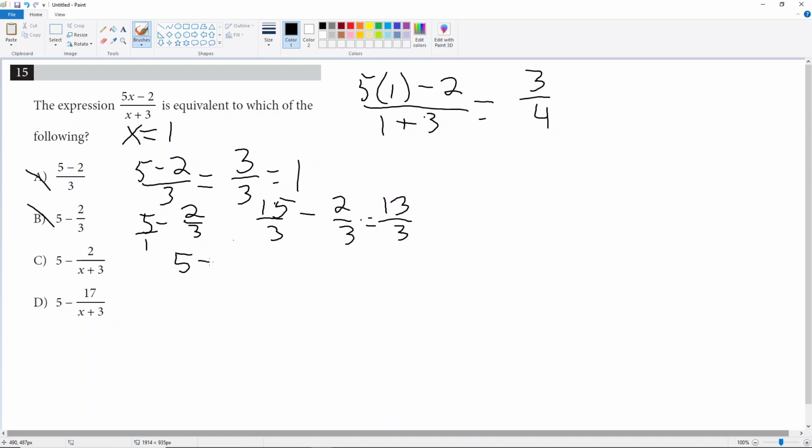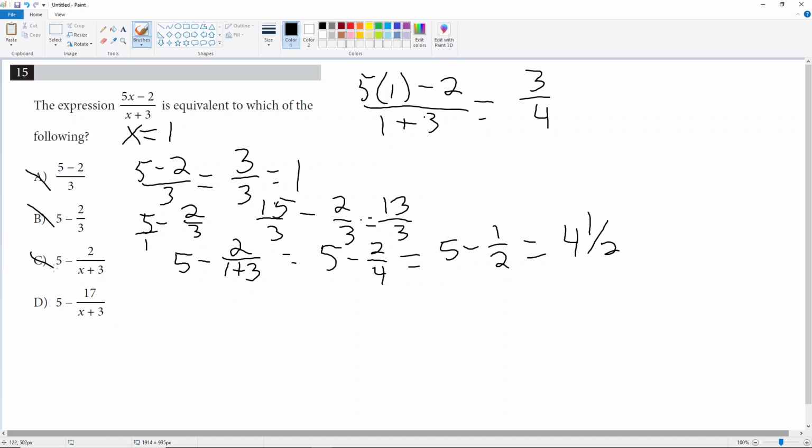5 minus 2 over 1 plus 3. That's equal to 5 minus 2/4, which is 5 minus 1/2. That's 4.5. That is not equal to 3/4. So C is out. At this point, I'm pretty certain the answer is D.